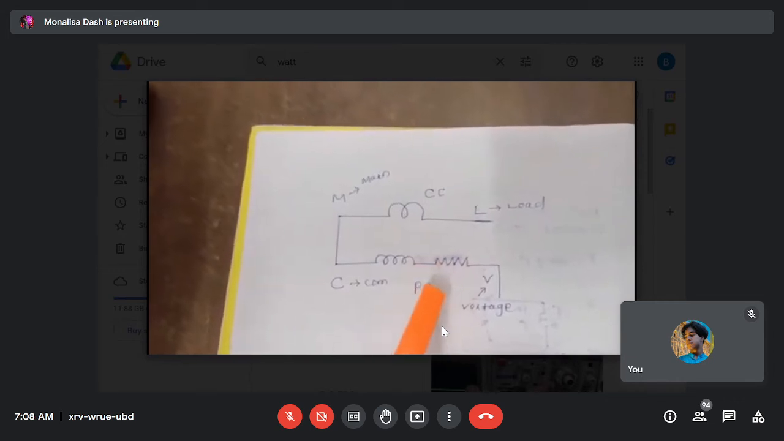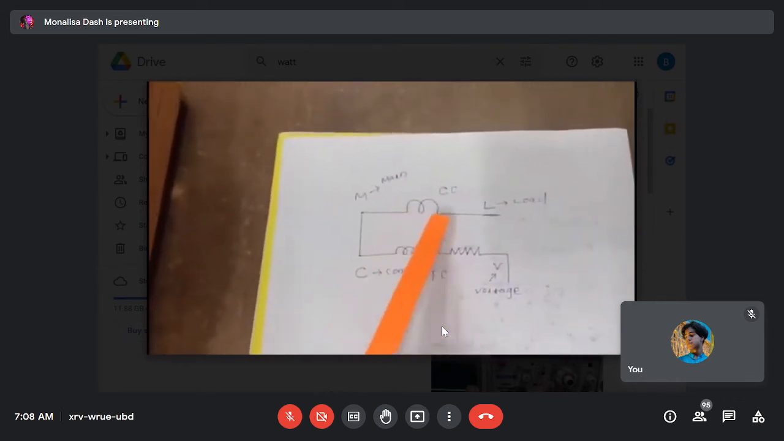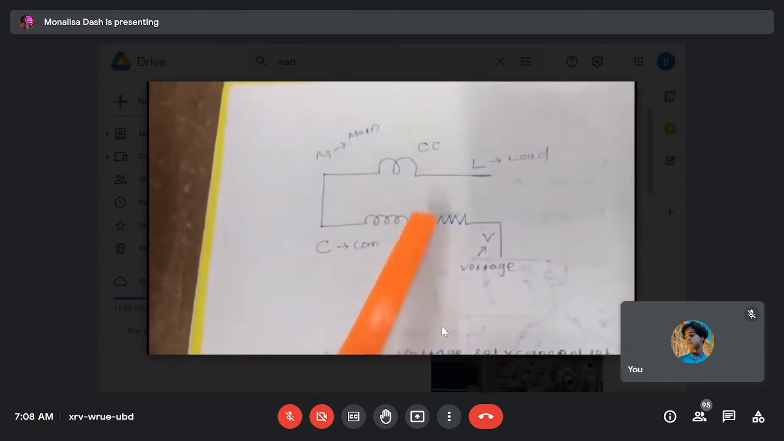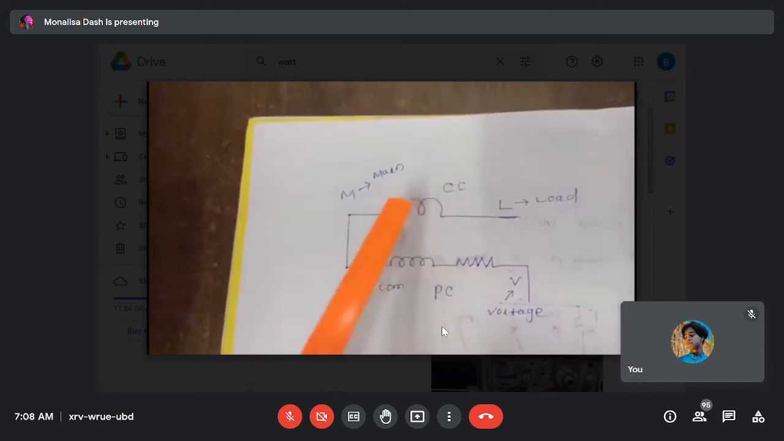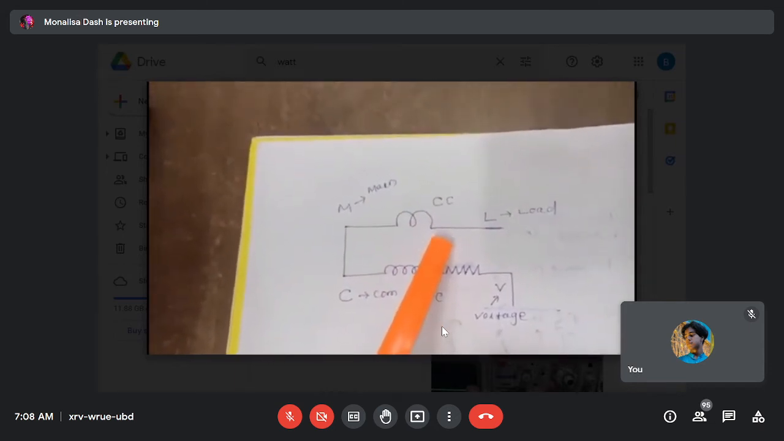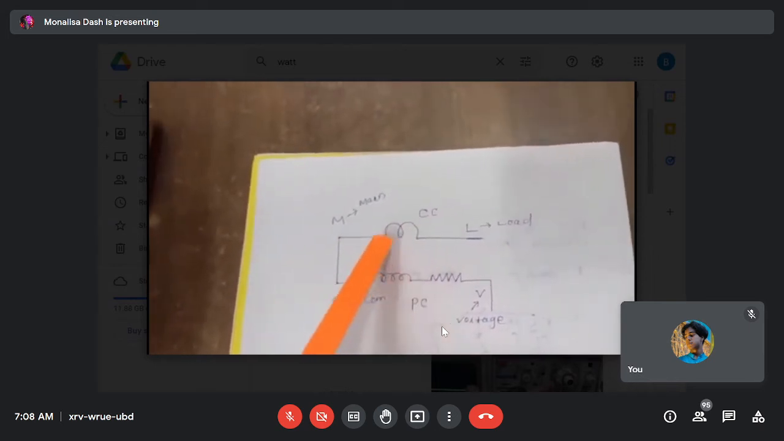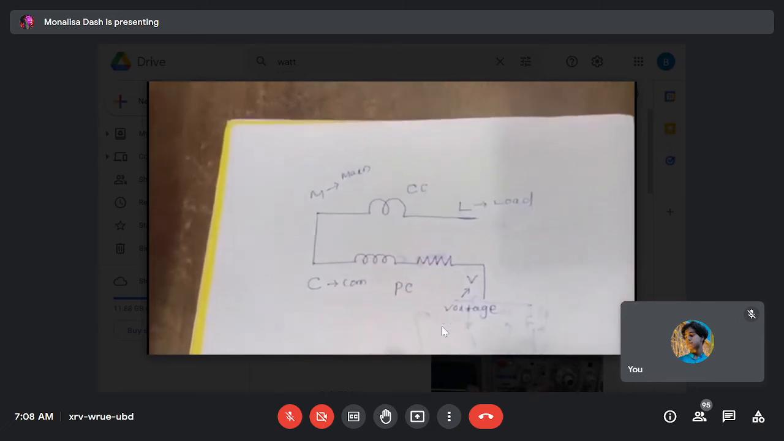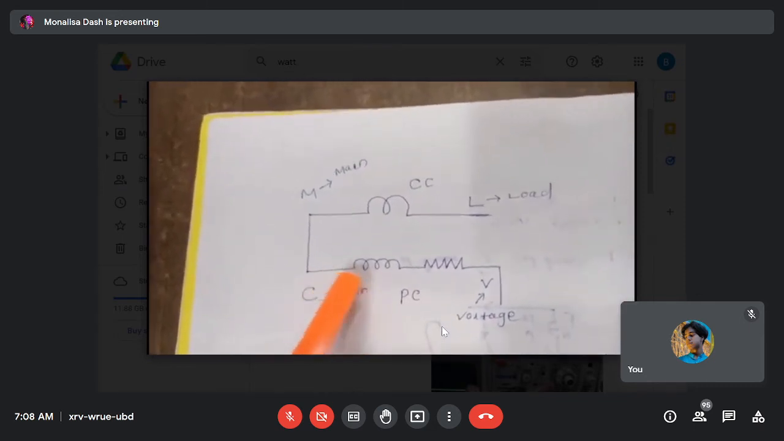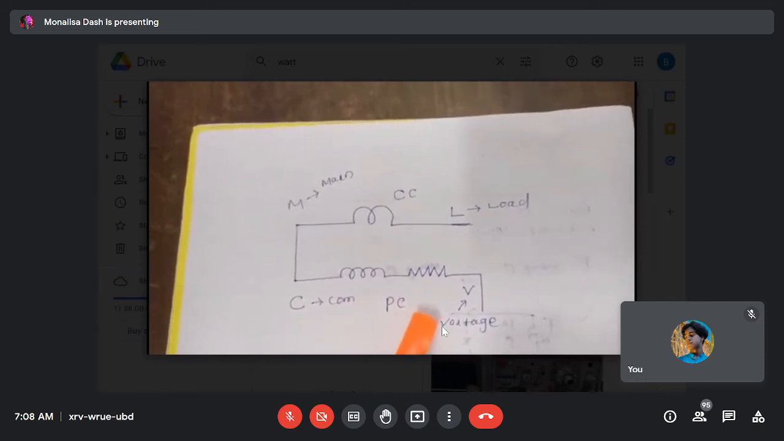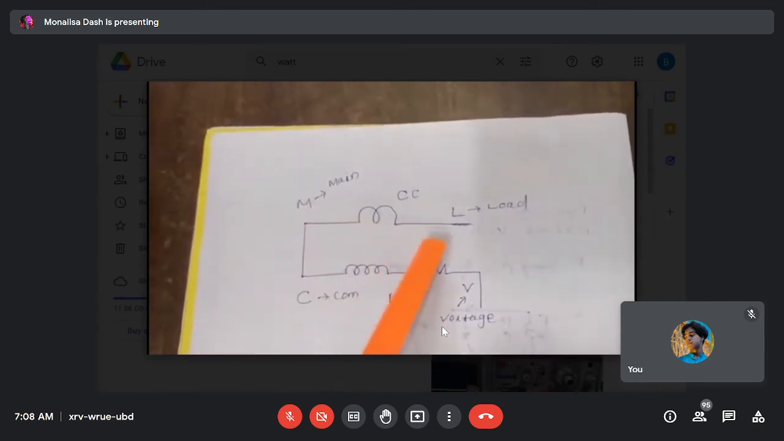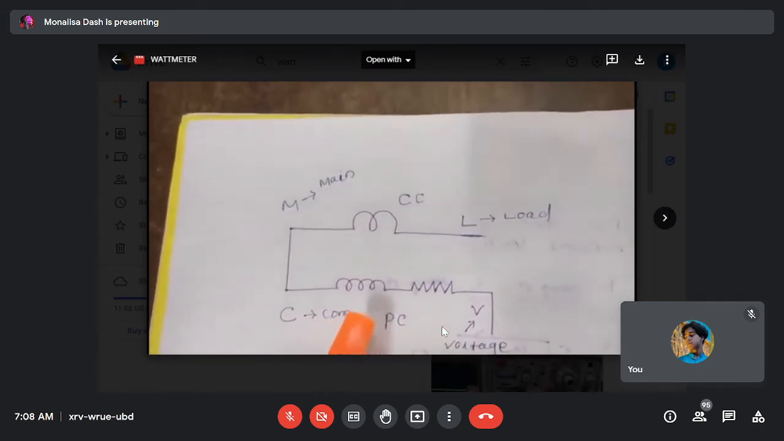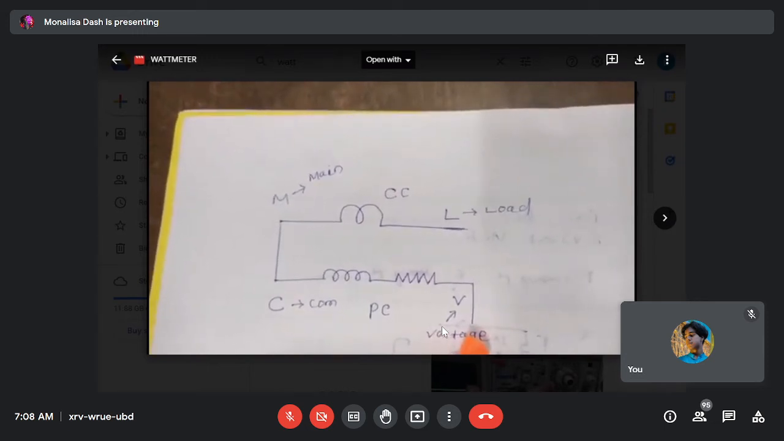As I am saying, it measures voltage and current, so it has two coils, current coil and pressure coil. The current coil is like an ammeter and its resistance is very low, a few turns. It is thick wire. The pressure coil is like a voltmeter and measures the voltage, so it has many turns and the resistance of the pressure coil is very high. The current coil is connected in series with the circuit like an ammeter, and the pressure coil is connected in parallel with the circuit like a voltmeter.